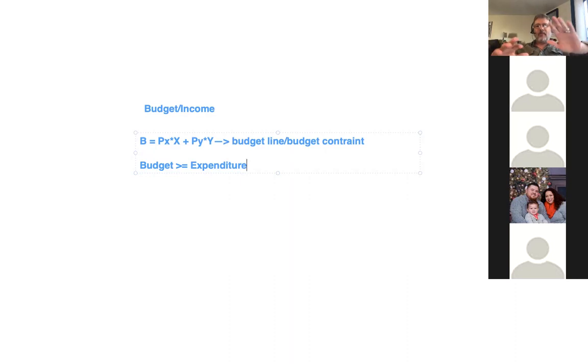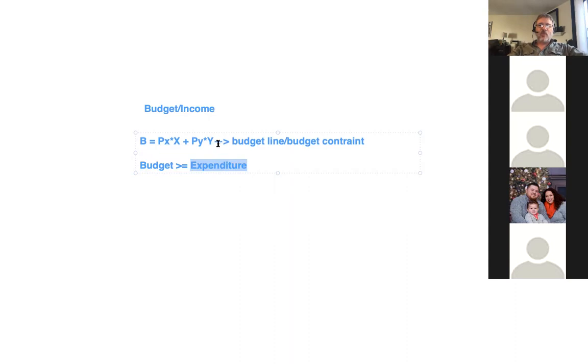But I throw it out there because this should be sort of transparent that this is really the constraint that the consumer faces. They have a budget and they can't spend more than that budget.